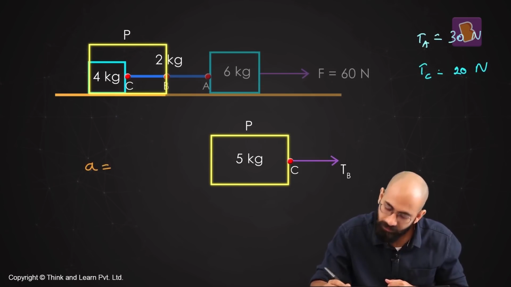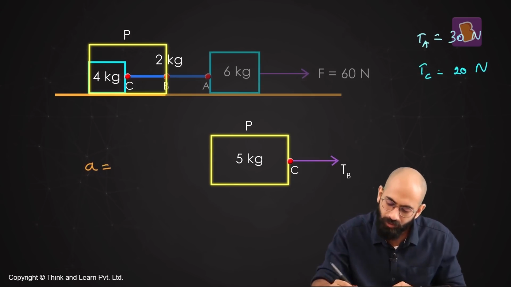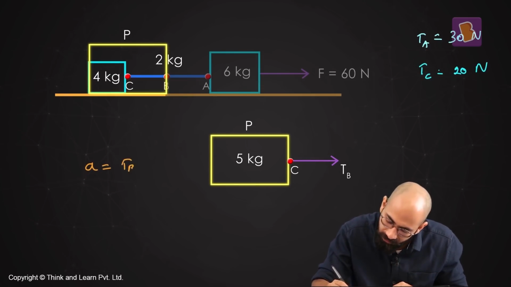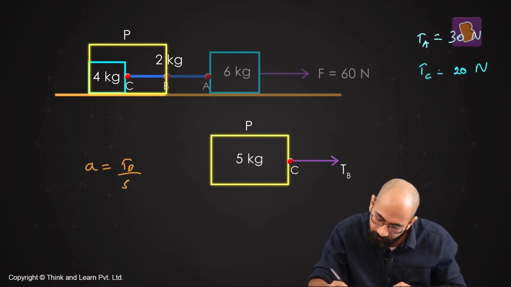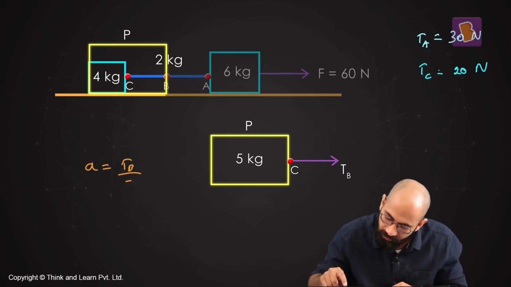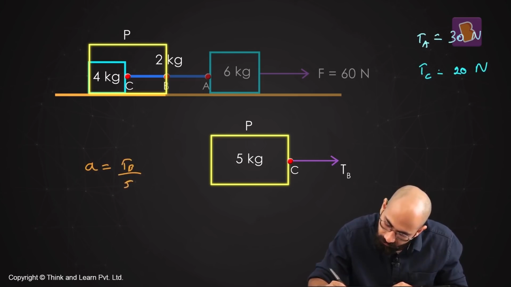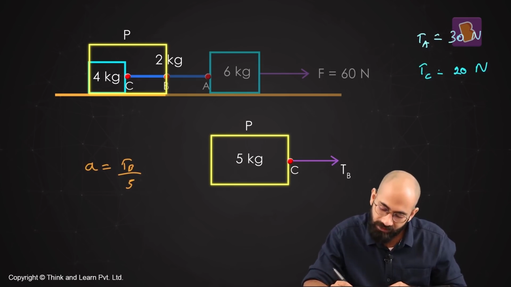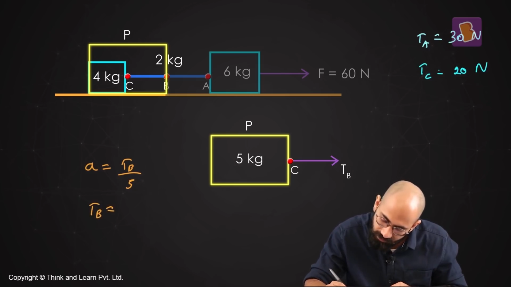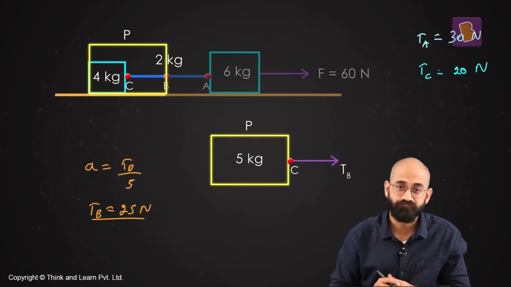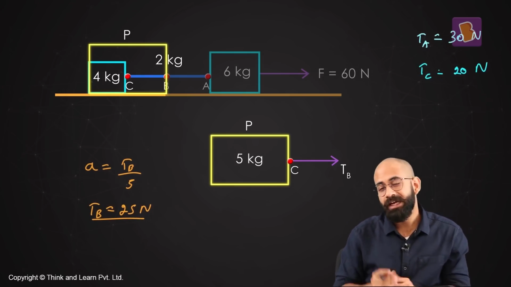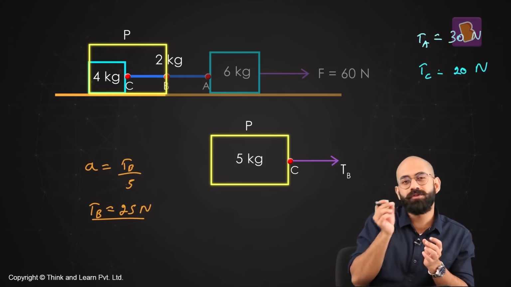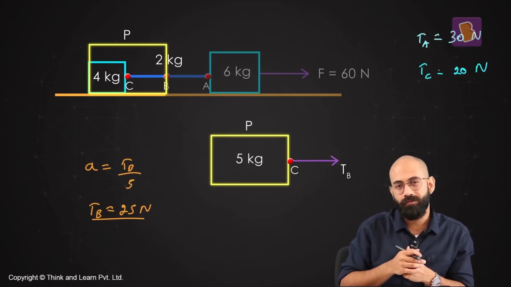This acceleration of this system P will be equal to TB by 5, because it's mass, right? And we know A is also 5, which gives us that TB is 5 into 5, 25 Newton. So we were right. It is half. It's halfway. So the force also reduces by half. So it is 25 Newton.